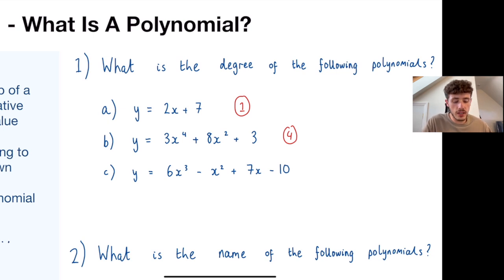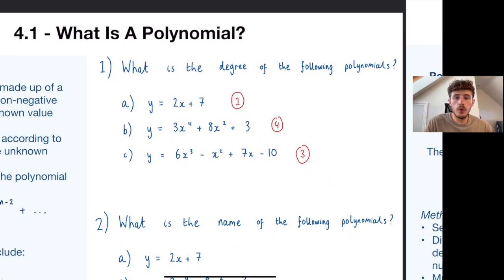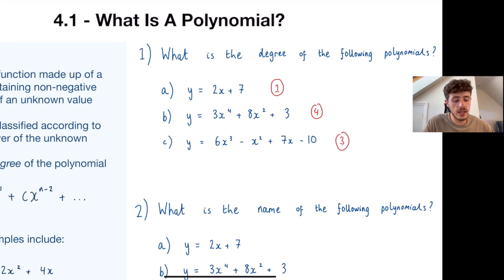Pause and give it a go for yourself. The last question is going to be a degree 3 because of that cubed term there at the start. These polynomials may not always be in descending order of the power, so don't always assume that it's just the first term that tells you the degree.